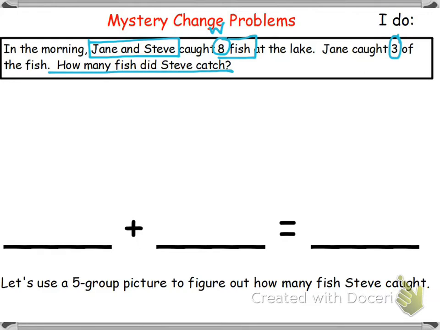I'm going to show you both ways, but I'm going to start off by just chunking, which, remember, means I'm just going to start from the beginning of the word problem, read it to understand, and take what I can to draw my picture. And then I'll read a little bit more, take what I can to draw my picture. It says, in the morning, Jane and Steve caught 8 fish at the lake. We know that 8 is our whole. So I'm going to draw those 8 fish.